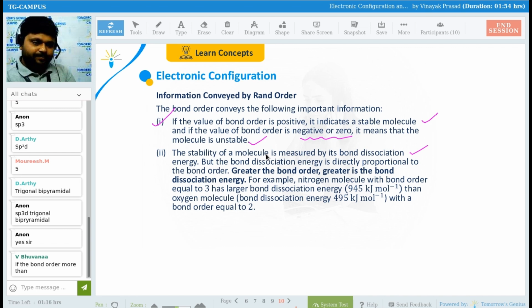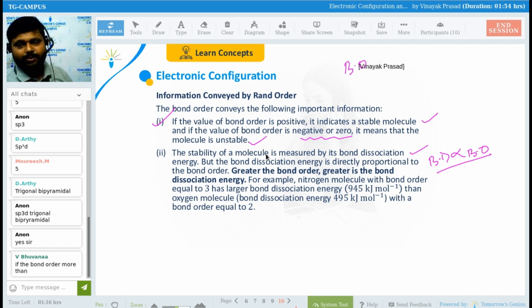Getting my point, everyone? So the bond dissociation energy is directly proportional to what? That is bond order. So more will be the bond dissociation energy, more will be the bond order. Or you can say greater the bond order, greater is the bond dissociation energy. Getting my point, everyone?